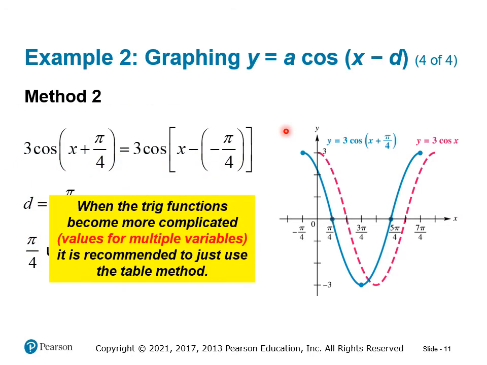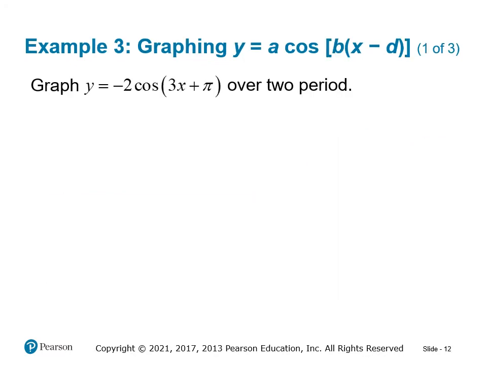And also notice when the trig functions become more complicated, and what I mean by that is that you have values for multiple variables. Here we had a value for amplitude, and we had a variable for the phase shift, for A and for D. I would say as soon as you have 2 of those, stop and just use the table. You can use the table every time. It'll always work, and it's much more methodical and step by step. All right, let's look at another one.